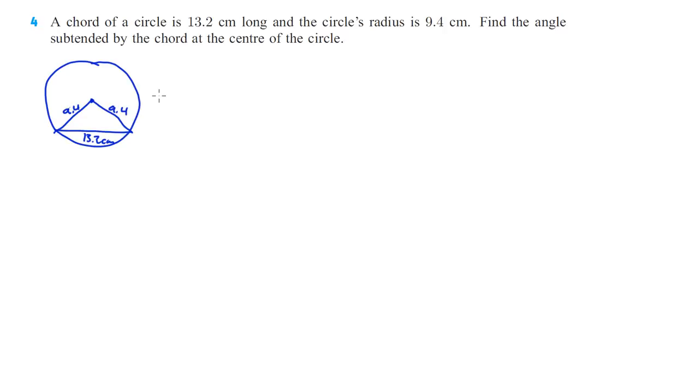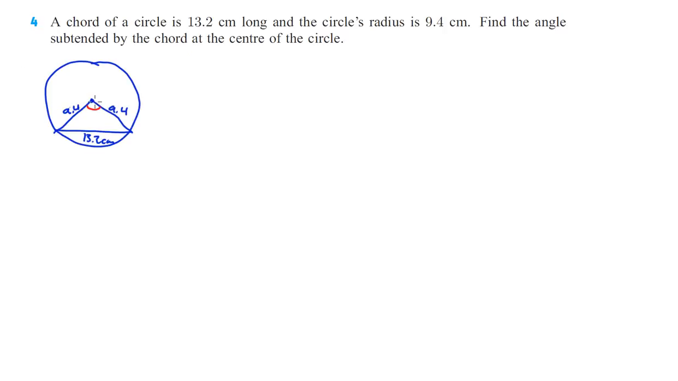Okay. Find the angle subtended by the chord at the center of the circle. So what that means is we are going to be looking for this angle measure right here. That's the angle subtended by the chord at the center of the circle. Okay, so that's what we were trying to figure out.